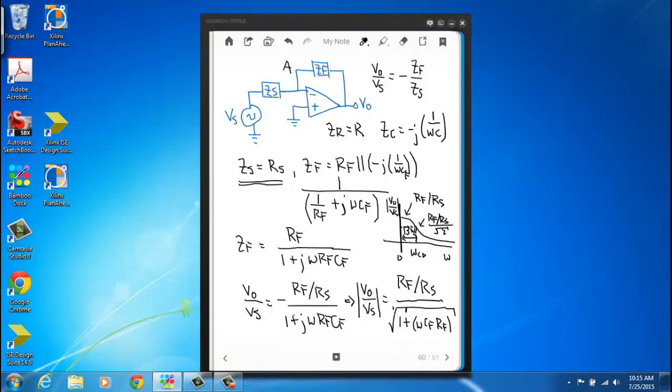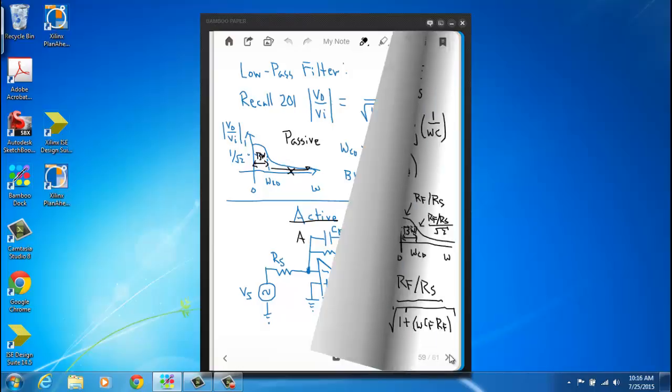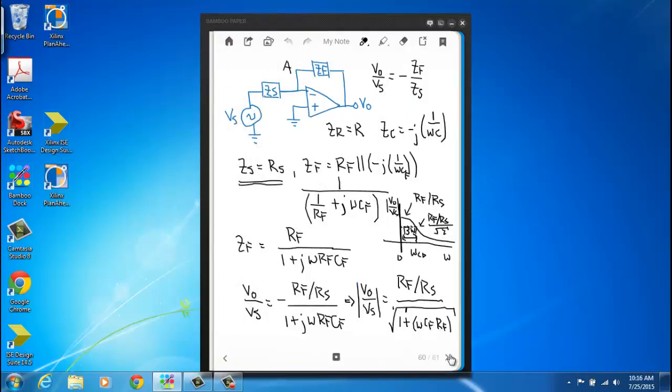Just like in the passive case, it was 1 over RC. Okay, right here. In the active case, it's still 1 over RC. It's just that we're using subscripts f. So it's the R and the C that are in the feedback that determine where your cutoff frequency is. So as you can see, this active low-pass filter is essentially what we had in the passive case. However, the big difference in what the term active means is that it is possible to get an output voltage that's greater than the input voltage by, again, making the ratio of these two resistors greater than 1.